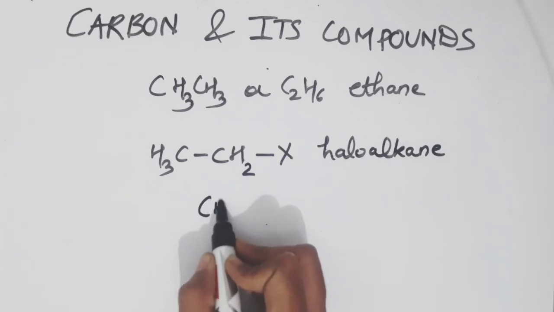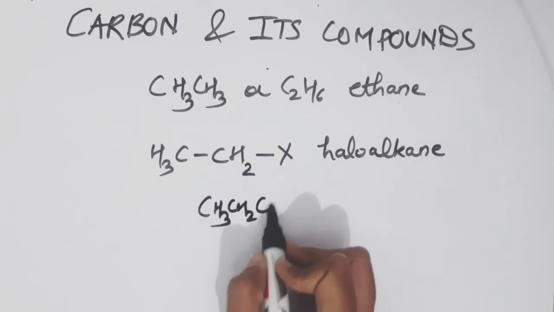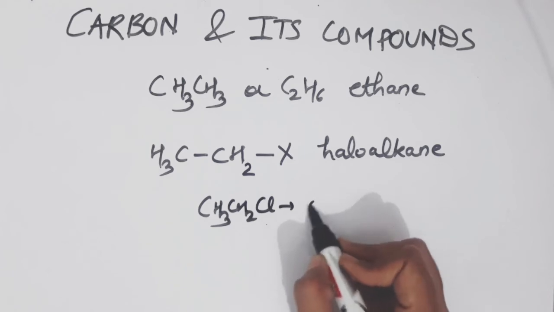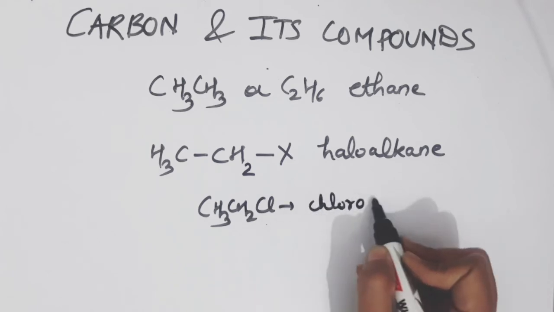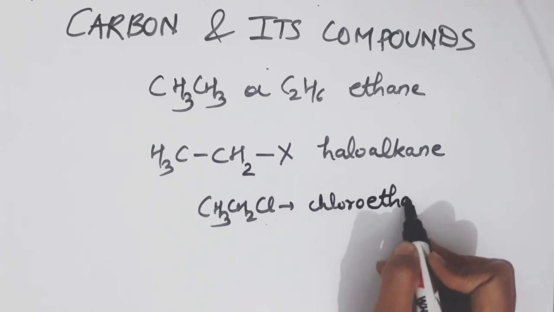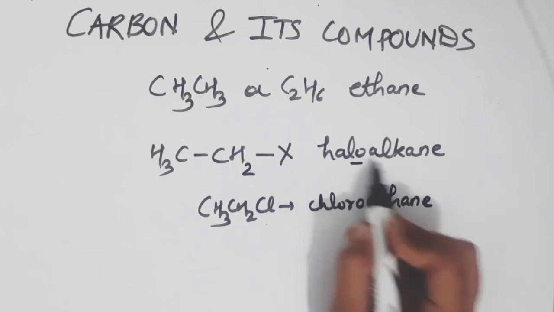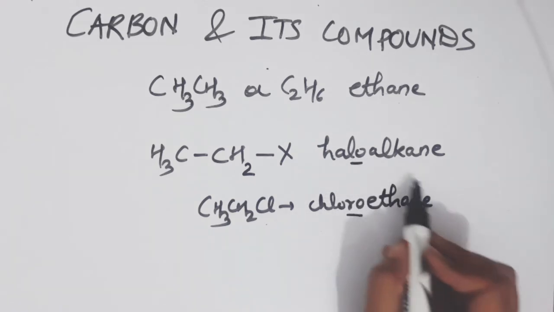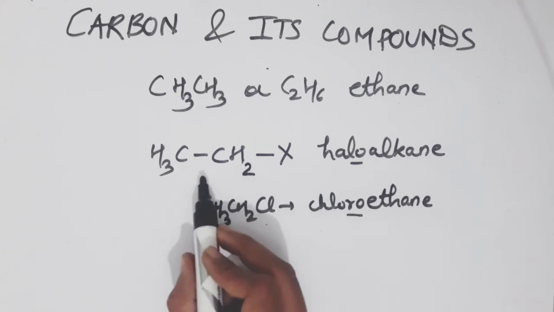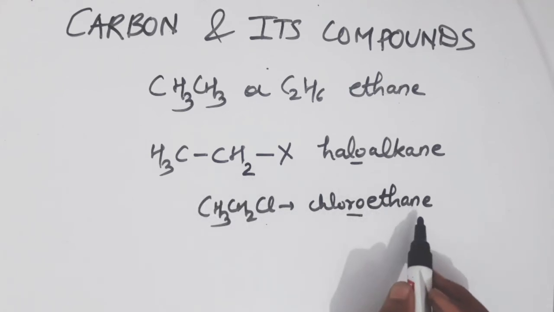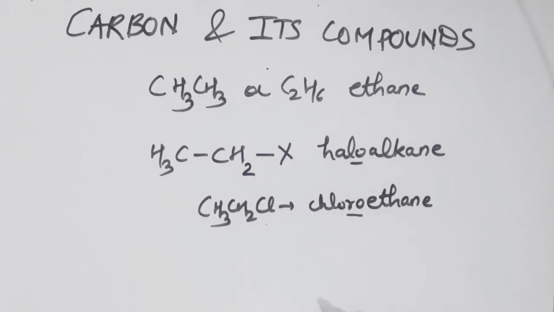So if I add CH3, CH2, Cl, then this will be equal to chloroethane. You just have to write chloro, and then the alkane. Here this is of 2 carbon atoms, so it is ethane. So the name is chloroethane.